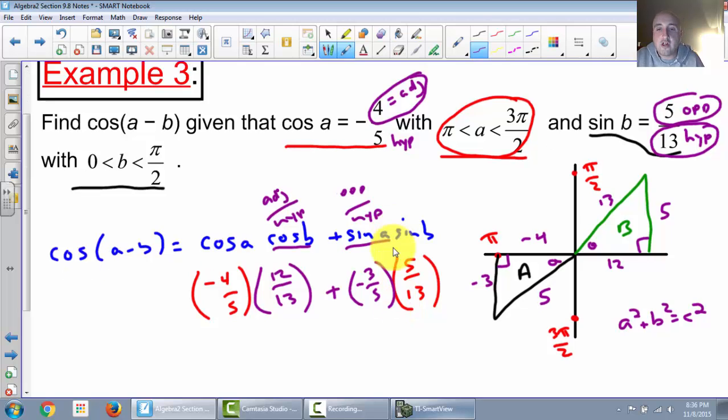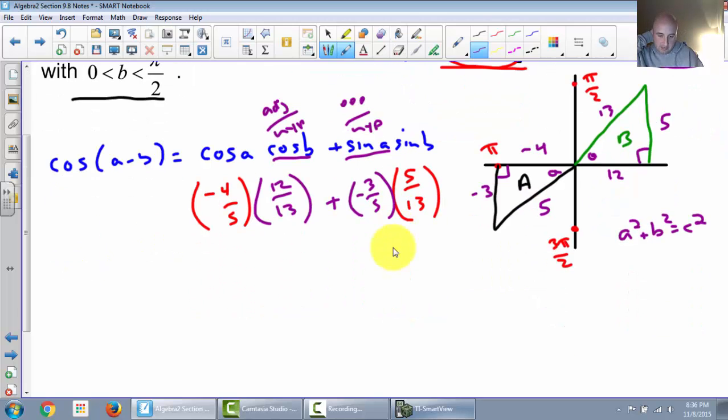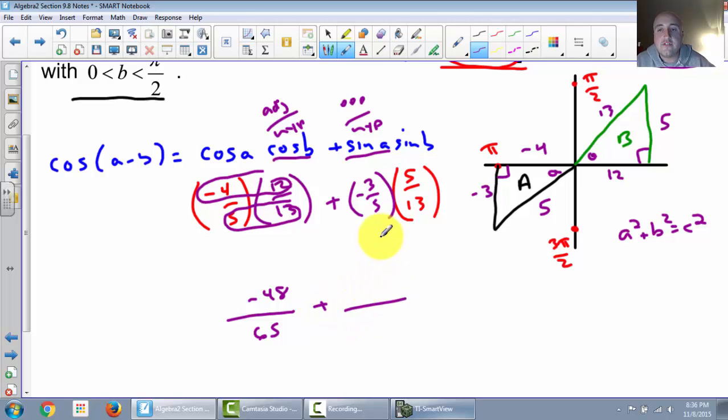Okay, so we have all our information. Now we just need to multiply. So let's see what we get here. So we have 5 times 13, which is 65. We have negative 4 times 12, which is negative 48. And we're going to add this to 5 times 13, which is 65. So we have nice common denominators. And then we have negative 3 times 5, which is negative 15.